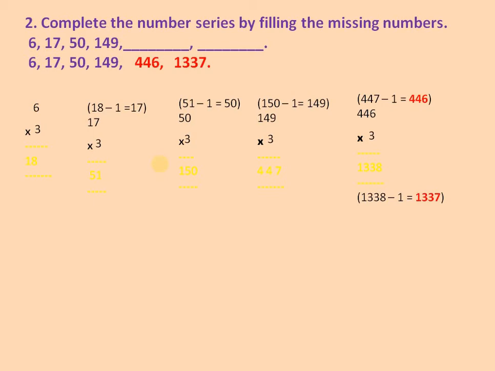The product which you will get is 1338. After getting the product, you will subtract 1. It will give you 1337. In this way, we are going to get our missing series. The first one we have got is 446 and the second one which we have got is 1337.